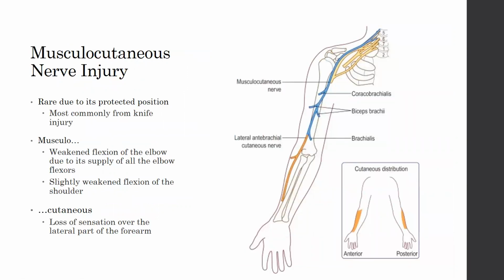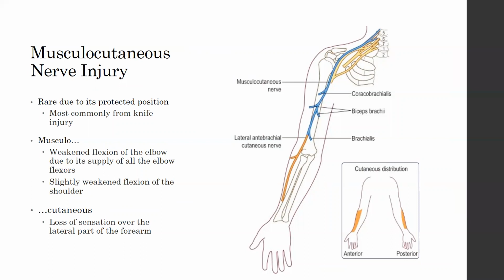Musculocutaneous nerve injury. The musculocutaneous nerve is actually probably the nicest named nerve in the body because it does exactly what it says. It runs down, supplies the muscles, it runs down, supplies skin. So an injury to it is pretty rare because it's in quite a protected position.